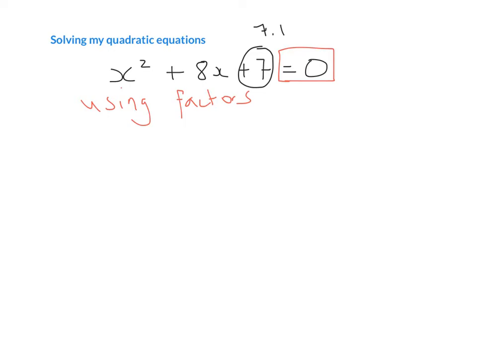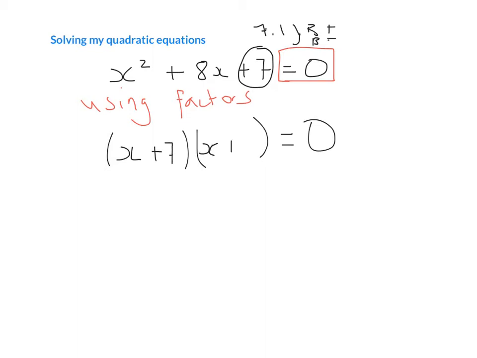And then I ask myself, what signs could it be? So because it's plus 7, it means that they're both going to be a plus or they're both going to be a minus. And I'll use that in a minute. So I then set up my double brackets and I just let it equal 0 for the moment. So I split up my x squared into x and x. And of course we're looking at 7 and 1 and we're saying, is it minus 7 and minus 1 that adds to plus 8, or is it plus 7 and plus 1? It's going to be plus 7 and plus 1.